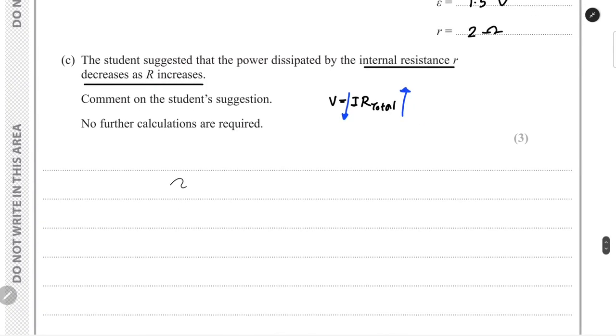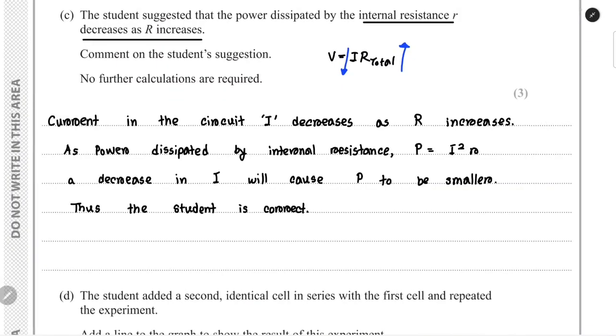And we know that the power is I squared r. This is the power dissipated by internal resistance. The value of I decreases while the value of r remains the same, so the power will also decrease. So if I write this down, we start by talking about how the current in the circuit, or I, decreases as the resistance R increases. And we know that the power dissipated by internal resistance is given by this formula, P equals I squared times small r. If you write down capital R over here, you lose marks.